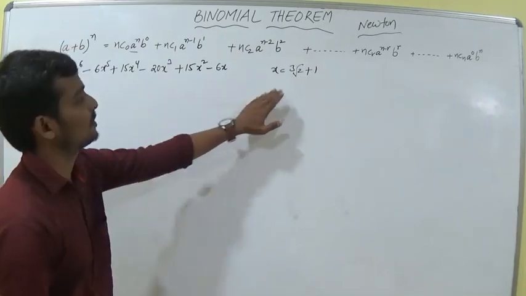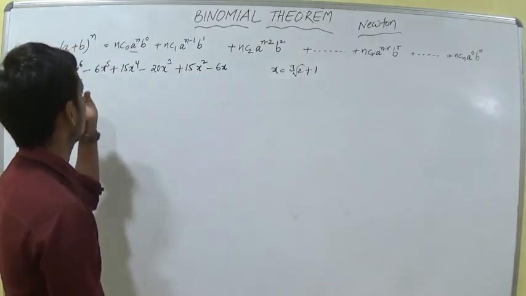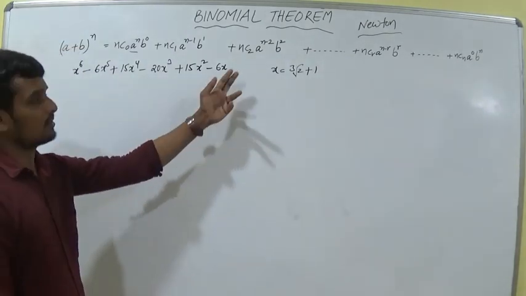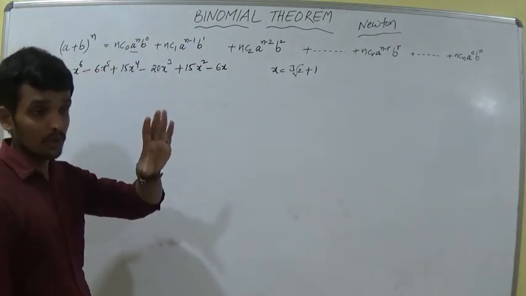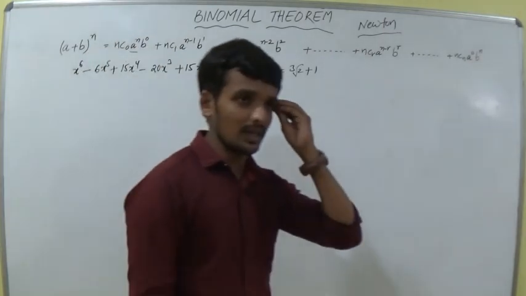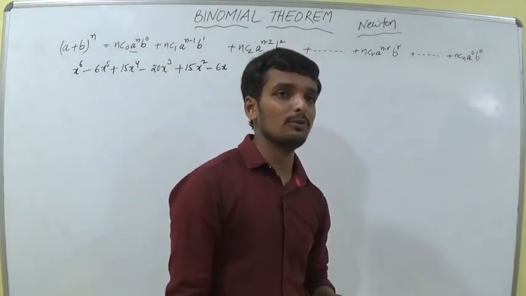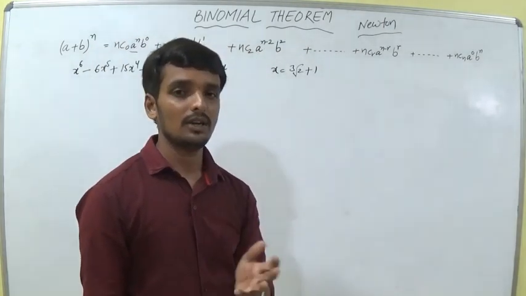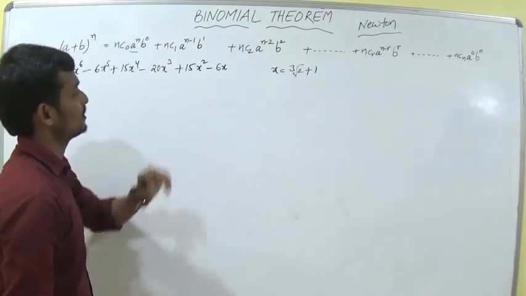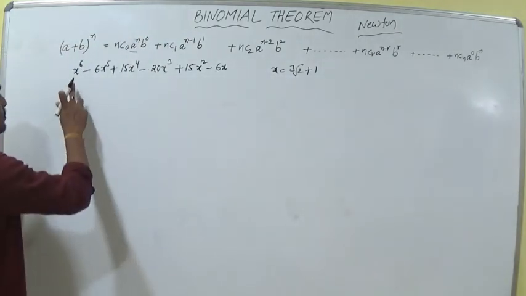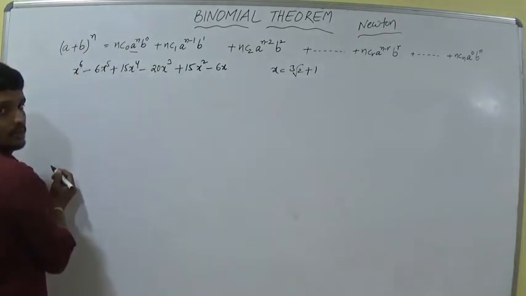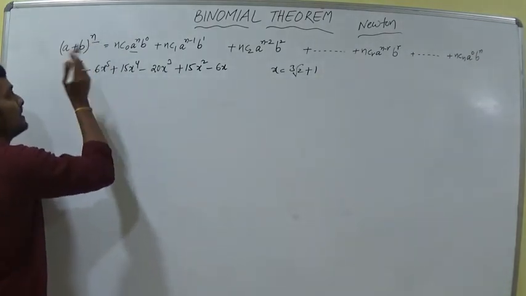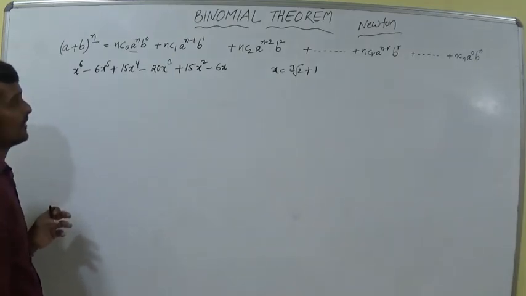If x is equal to cube root 2 plus 1, we would be substituting the value of x in every x, giving cube root 2 plus 1 whole power 6, and so on. If you do it like that, it becomes a headache. But by using the binomial theorem, it becomes very easy. How? If you observe x to the power of 6, the highest power is 6, so the value of n is 6.